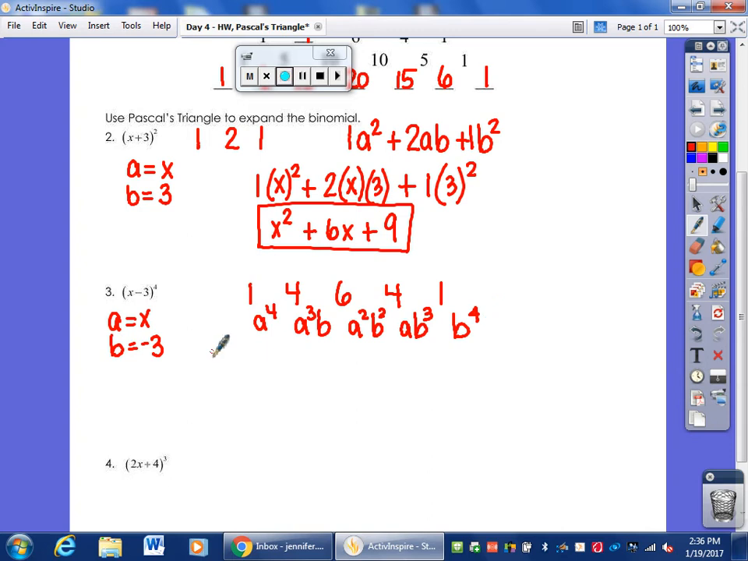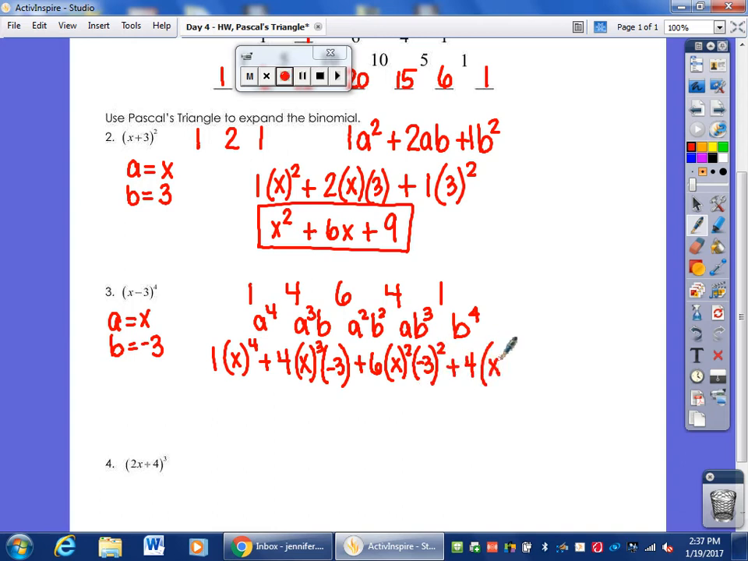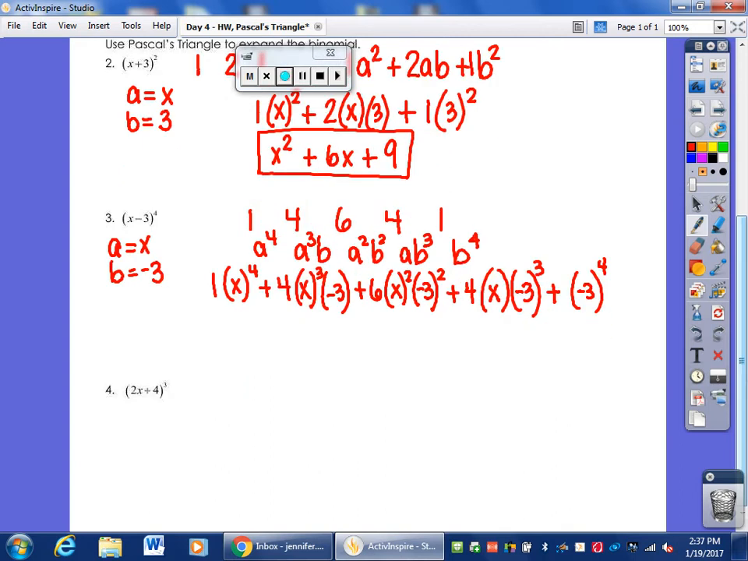So it's going to be 1, and then a is x to the 4th power, plus 4, got to use the coefficient from Pascal's triangle, times x to the 3rd, outside the parentheses, times -3, that's our b value, plus 6 times x squared, and then -3 squared, plus 4 times x to the 1st power, times -3 to the 3rd power, and then plus -3, if you use parentheses so that you get the right answer, to the 4th power.